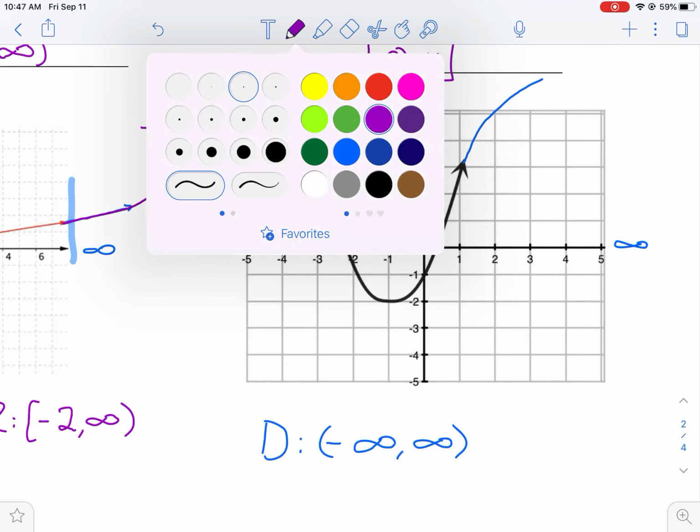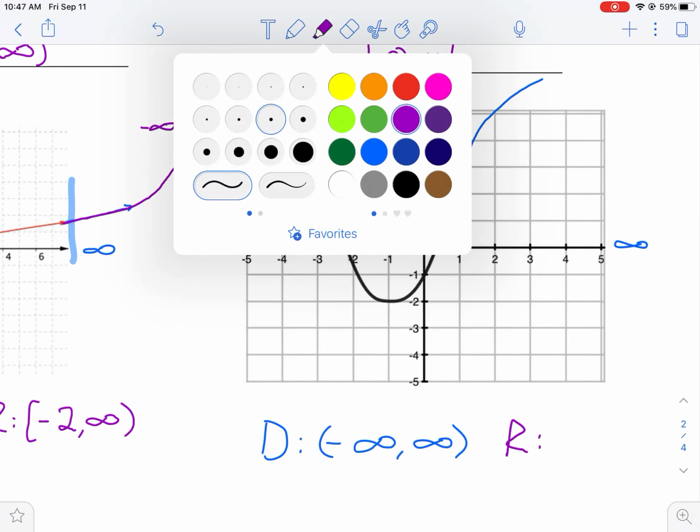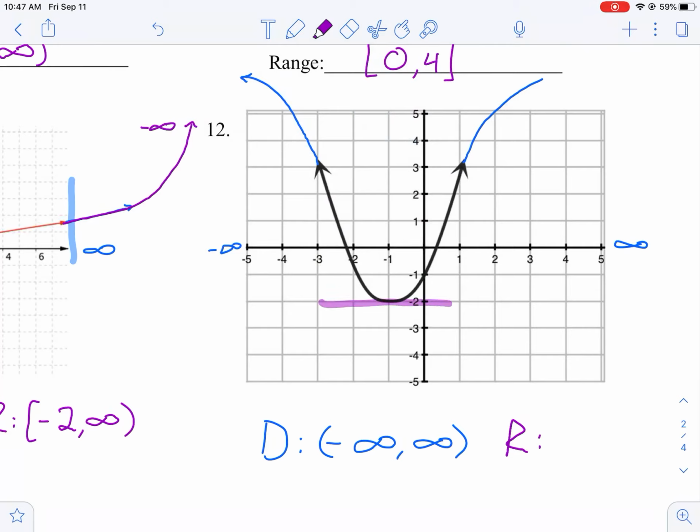My range, think bottom, so that's here, to top, it grew off the graph, which was in positive infinity. So we're at -2 to infinity. -2 as a bracket. Infinity has a parenthesis. So all of these are pretty standard functions that you've probably come across in Algebra 1.